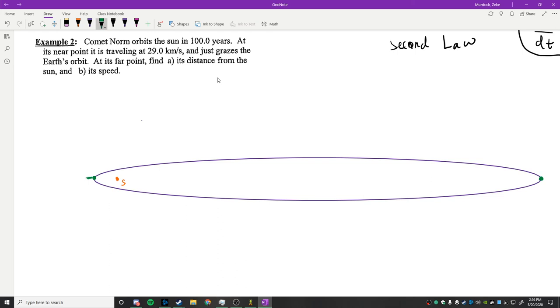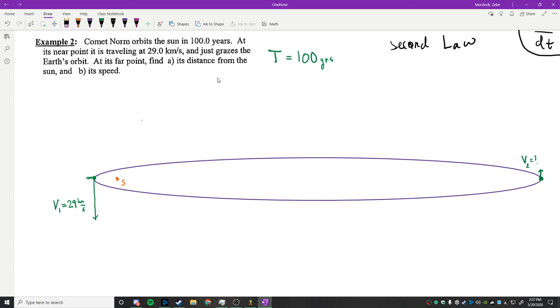What we know is that it orbits the Sun in 100 years. That's its period, right? The period is called T, so 100 years is the period. At its near point, it's traveling at 29 kilometers per second and just grazes the Earth's orbit. So when it gets to here, it's going to have a velocity vector like this, and that velocity, we'll call it V1, is equal to 29 kilometers per second. And when it gets to this location, we learned from Kepler's third law that it's going to be moving very slowly, so we'll call this one V2, and we don't know what it is. We know a couple other things here, though.